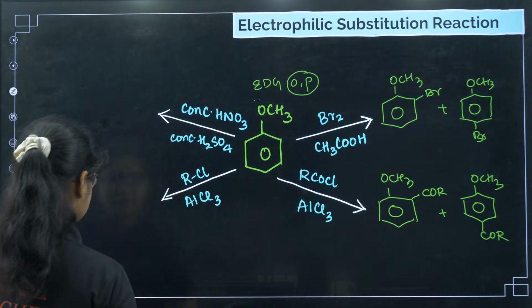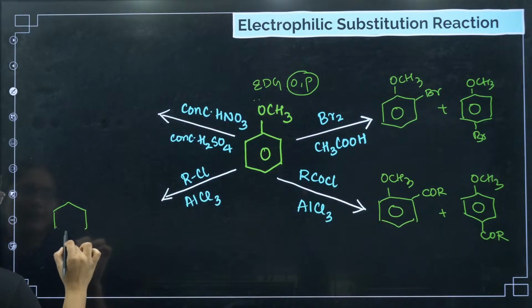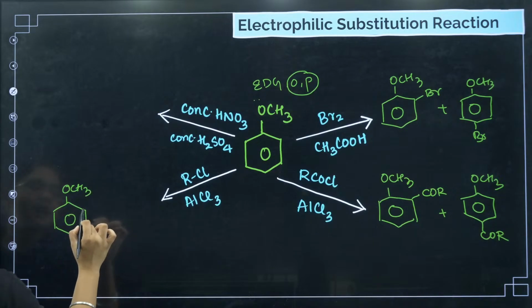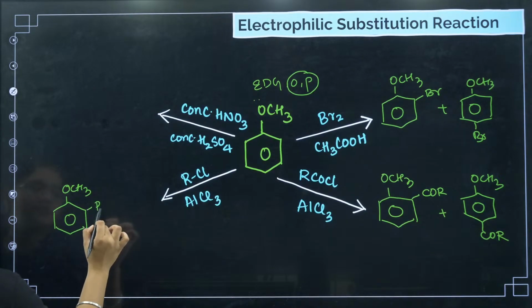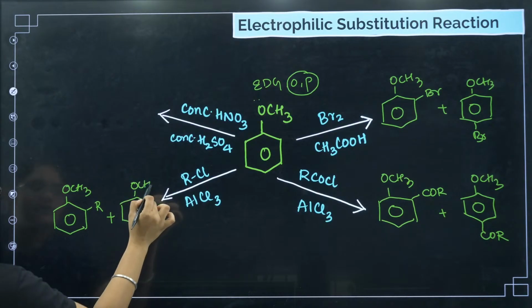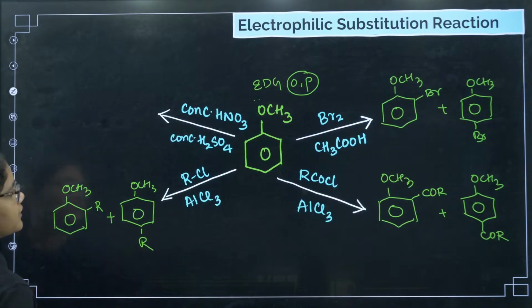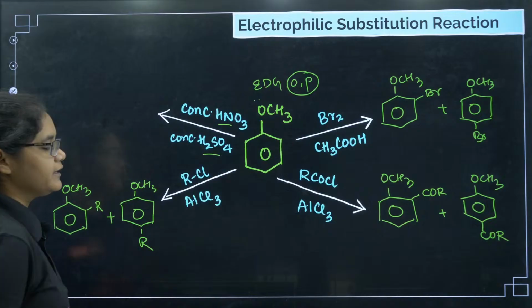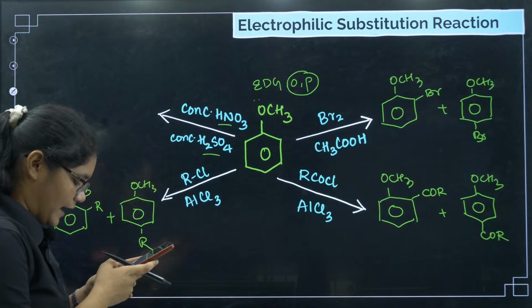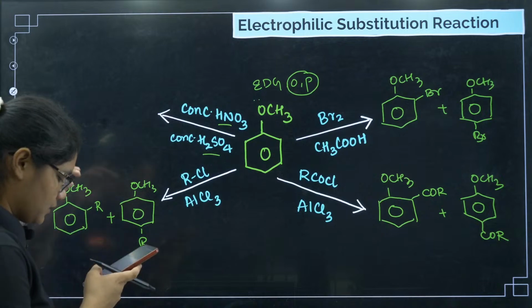Next, if you have RCl, AlCl3, in that case you will get OCH3 R at the ortho position, and you will have OCH3 R at the para position. Next, nitration also you will get the same thing, NO2 will be added at the ortho and para position.